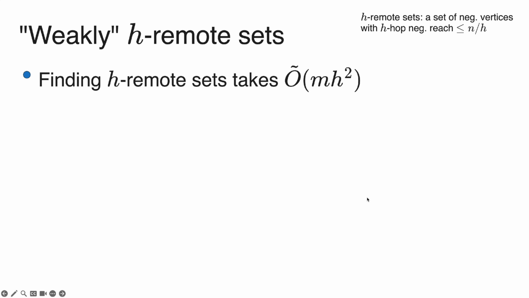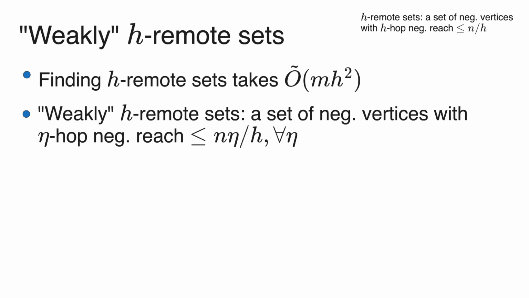However, it turns out it's quite expensive to find these good structures, in other words, h-remote sets. So in this paper, we instead consider the following structure called weakly h-remote sets. They are sets of negative vertices with eta-hop negative reach at most n times eta over h for all eta. Let's take a look at how these weakly remote sets look.